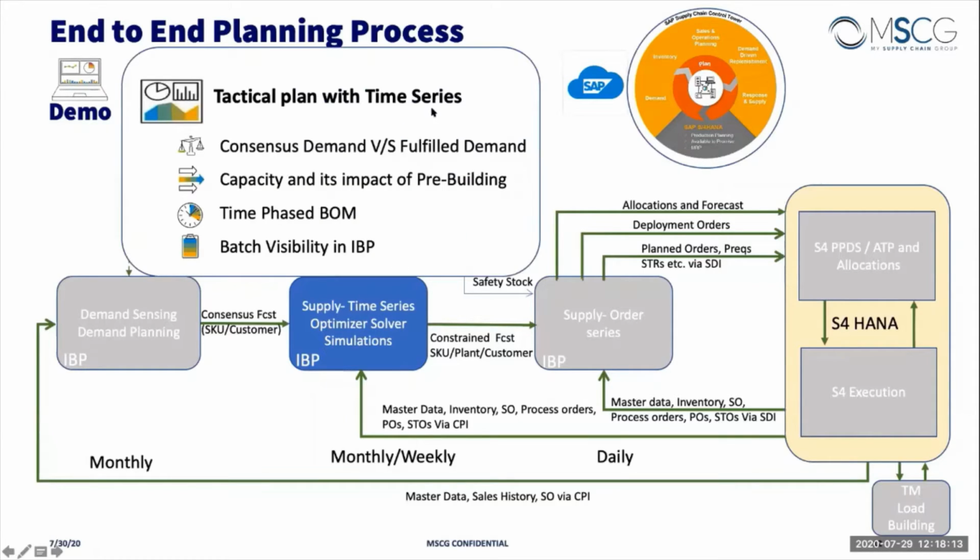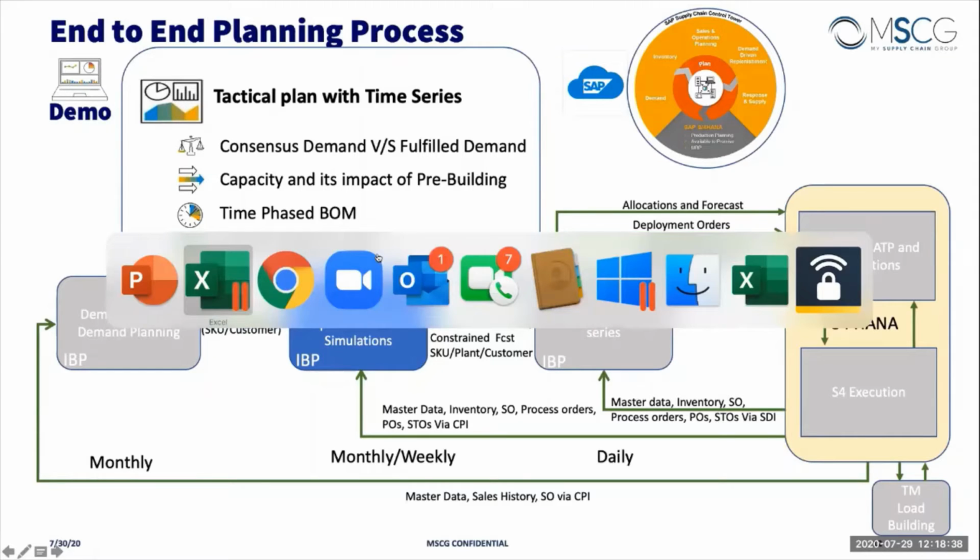What I'm going to talk about is the consensus demand versus fulfilled demand, the capacity and its impact of pre-building. In case we have a capacity shortage, the system tries to pre-build if it can to meet the peaks in the demand pattern. Then we will also talk about the time phased BOM and the batch visibility within IBP. So I'll take you back to the dashboard first.